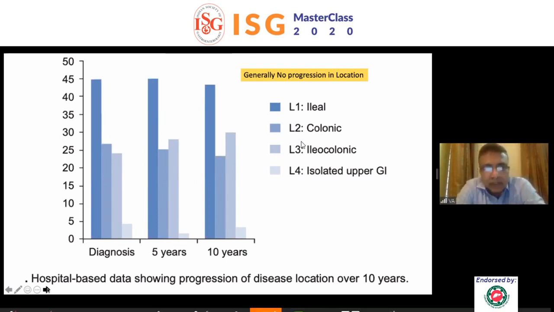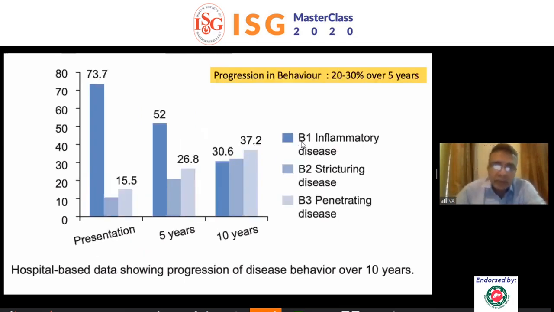Now, regarding phenotype, there are two concepts we have to understand which make Crohn's disease different from ulcerative colitis. If you look at this graph, it shows what the location was at diagnosis, 5 years later, and 10 years later. What we find is the location remained the same. People who had ileal disease to start with, 10 years later, still the same proportion of people had ileal disease. People who had ileocolonic disease, roughly the same proportion had ileocolonic disease. Generally, there was no progression in the location, whereas in ulcerative colitis, there is often an increase in the disease location, progressing from proctitis to left colitis to pancolitis, or maybe a reverse.